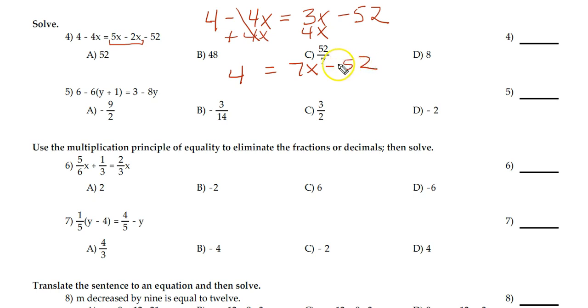And to eliminate the negative 52 on this side, I'm going to add 52 to this side, add 52 to this side, so I get 56 now equals 7x, because these will cancel out. And the general rule is whatever is with the x, you can divide both sides by that. And here the 7's cancel out and you get x. And 56 divided by 7 is 8. Okay, that would be letter D.